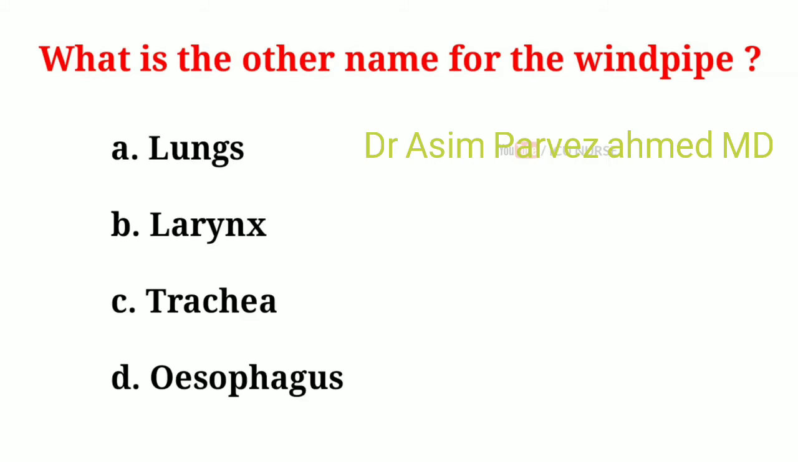What is the other name for the windpipe? A. Lungs. B. Larynx. C. Trachea. D. Esophagus. And the correct answer is C. Trachea.